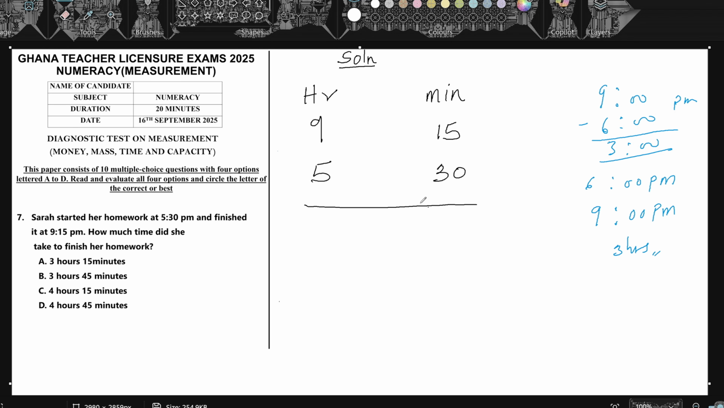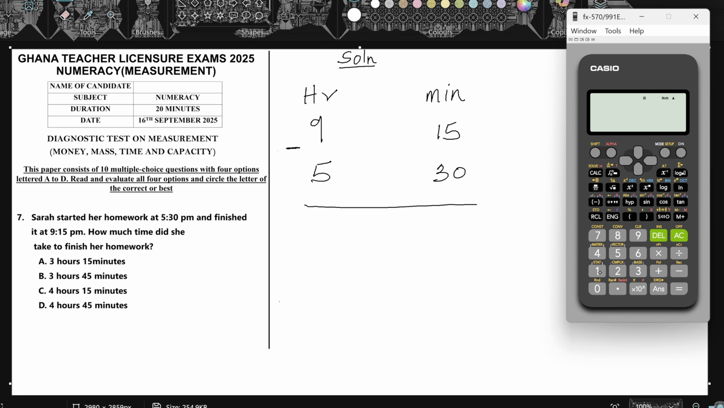Because we are looking for the duration, we need to find the difference. Difference goes with subtraction. So let's start with the minute column. 15 minus 30. Negative 15, which is impossible. We are not going to accept negative 15 as an answer at this point. So we need to do something different.